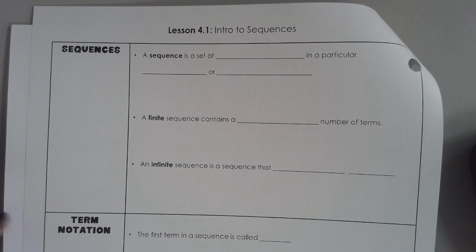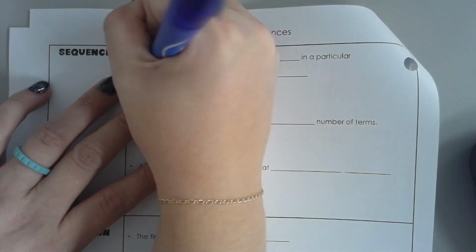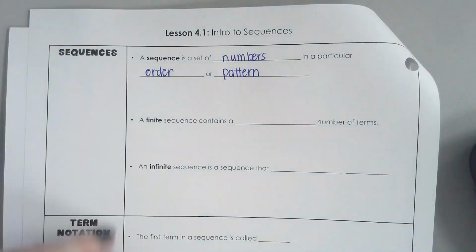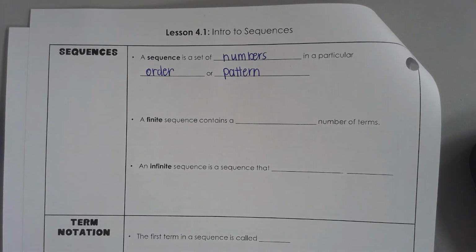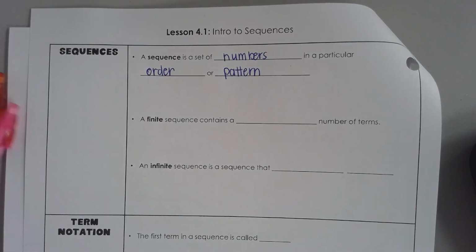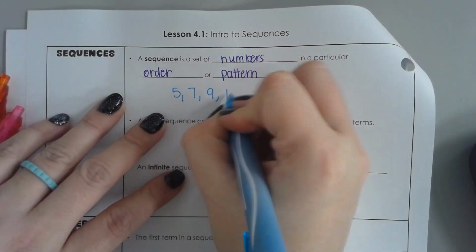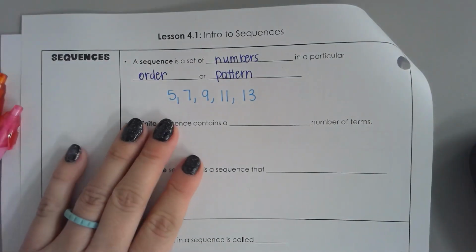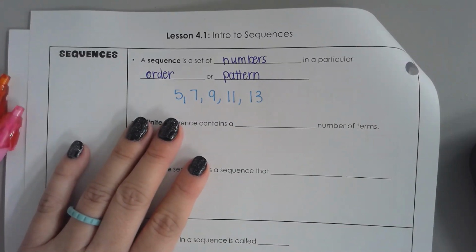set of numbers in a particular order or pattern. So we are going to be looking at lists of numbers, patterns in this unit. So for example, I might have 5, 7, 9, 11, 13. Do those follow a pattern? What pattern? Going up, adding by 2 every time.